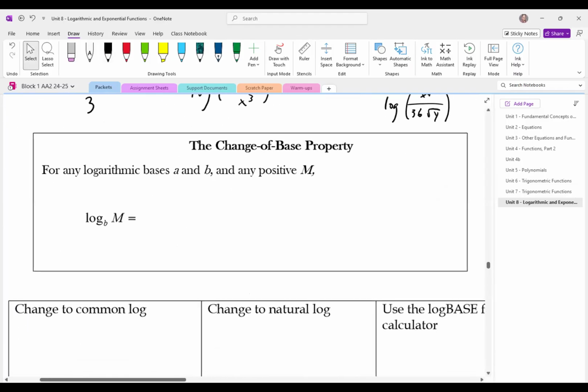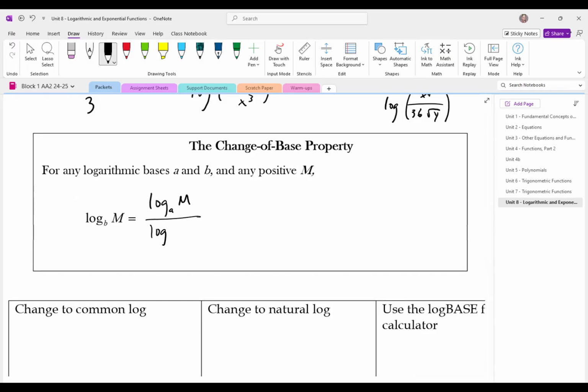Okay, change of base property. I'm going to tell you this today, and then we're going to prove it in the coming days. But what this says is if for any reason you are dissatisfied with that base that you have been given, you may change it for one that you desire. That's all it says. Of course, you can't just erase a B and make it an A or something like that. But let's say you want base A, then you can say that this is going to be log base A of M over log base A of B. And that is just a formula.